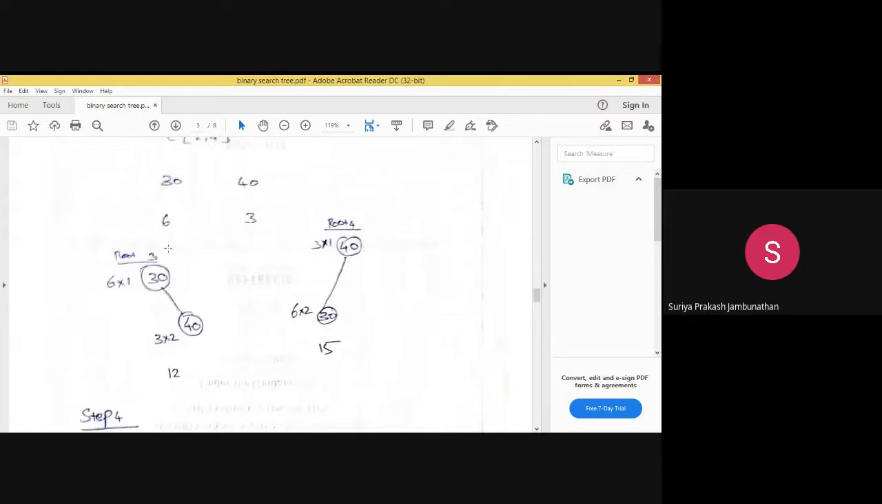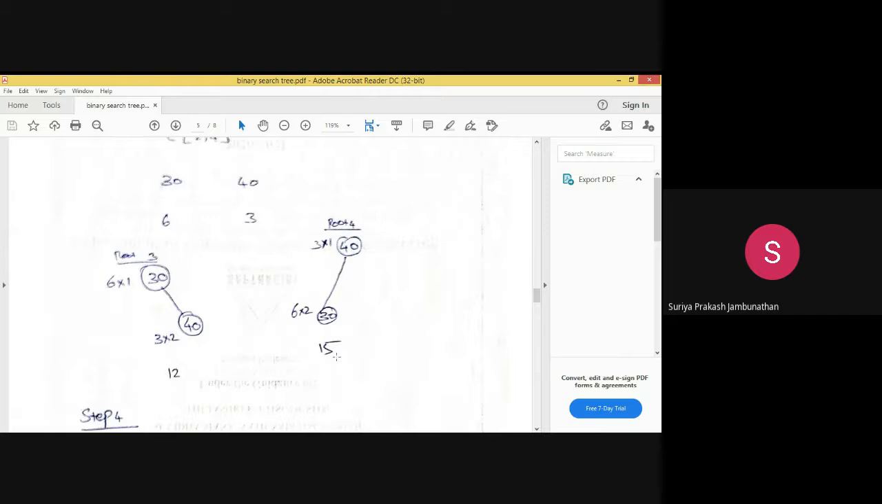So here 30 is the root node, 40 is the leaf node. Here 40 is the root node and 30 is the leaf node. So when 30 is the root node, 6 into 1 we are doing. The 6 we have as a frequency will be multiplied with the first node, and the frequency of 40 is 3, which will be multiplied with 2. So this is the first node, this is the second node. So 6 into 1 plus 3 into 2, we are getting 12. The same way 3 into 1 plus 6 into 2, we are getting 15.